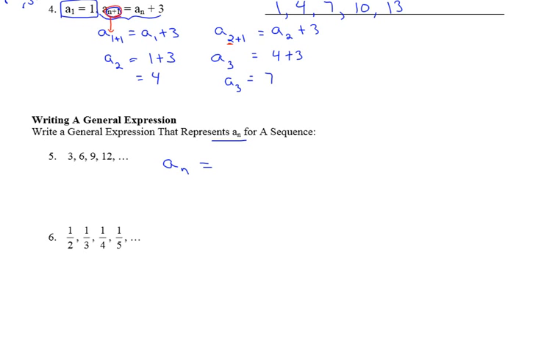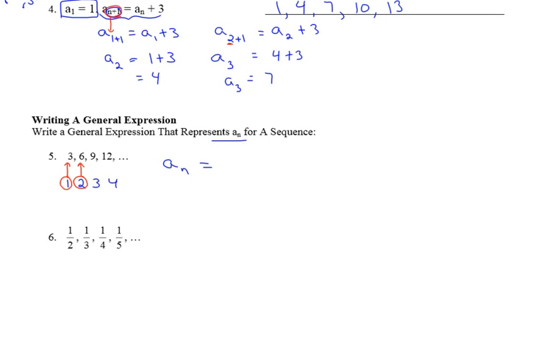So what I'm going to do is say that 3 is the first term. 6 is the second term. 9 is the third term. 12 is the fourth term. In order to create my rule, I need to figure out what I can do to this number to get that number. What do I do to this n value to get the term number?